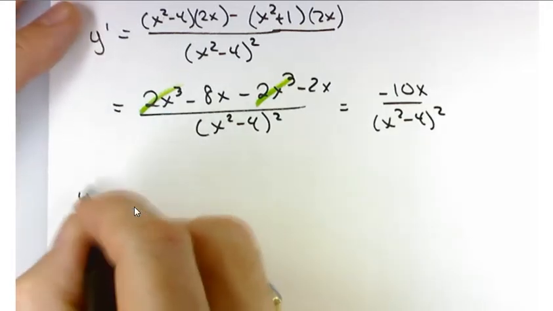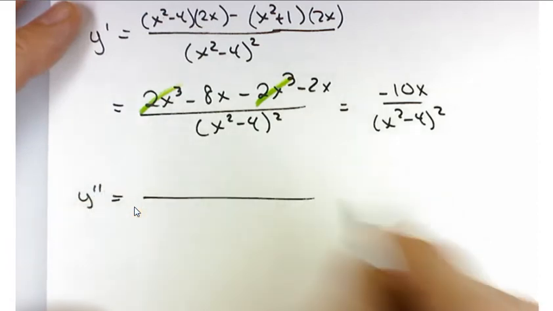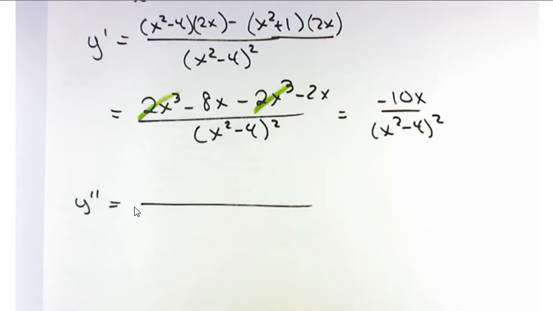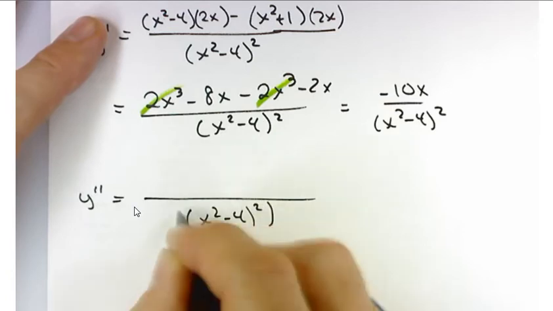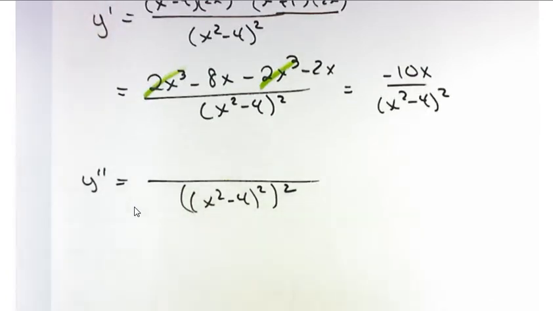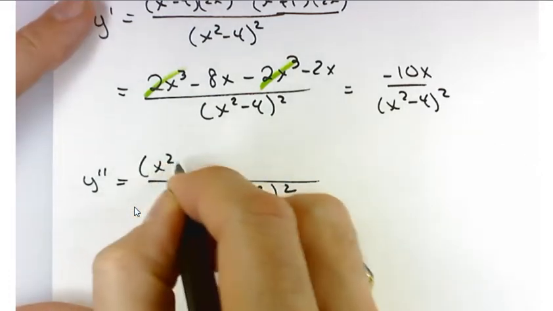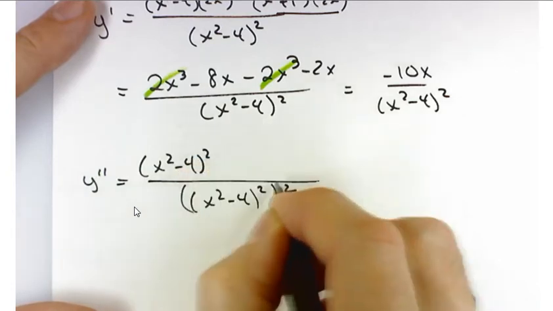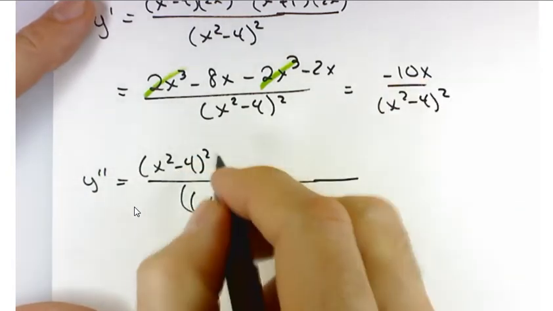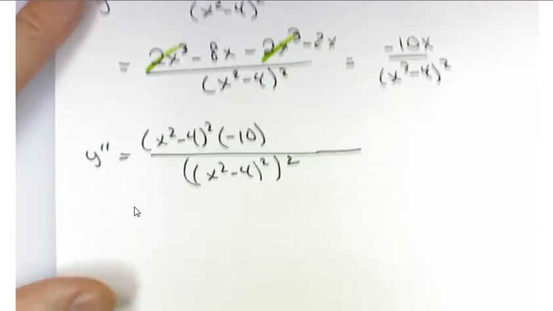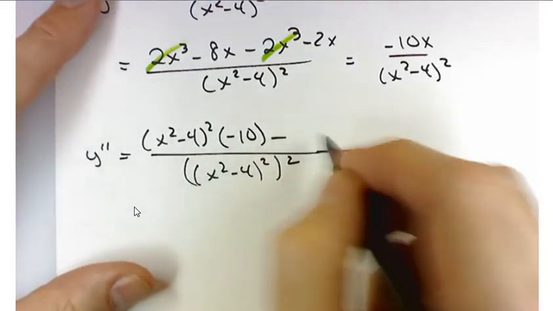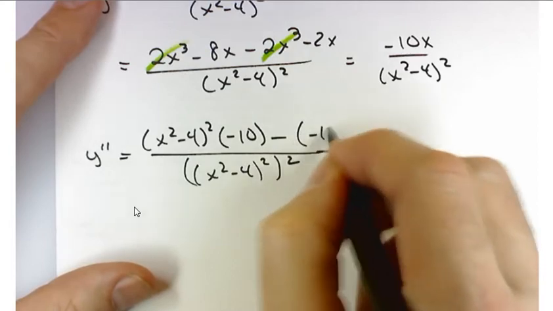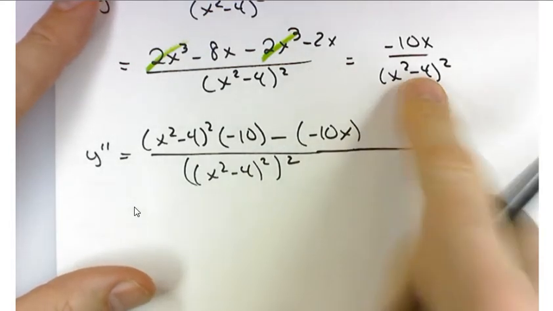For the second derivative, kind of like the first derivative, again, you have to use the quotient rule. So we'll start by squaring the denominator. x squared minus 4 squared, squared again. So we'll have an x squared minus 4 to the 4th power. And then the denominator, which was x squared minus 4 squared, times the derivative of the numerator, which is minus 10. And then minus the numerator, which is negative 10x, times the derivative of the denominator.